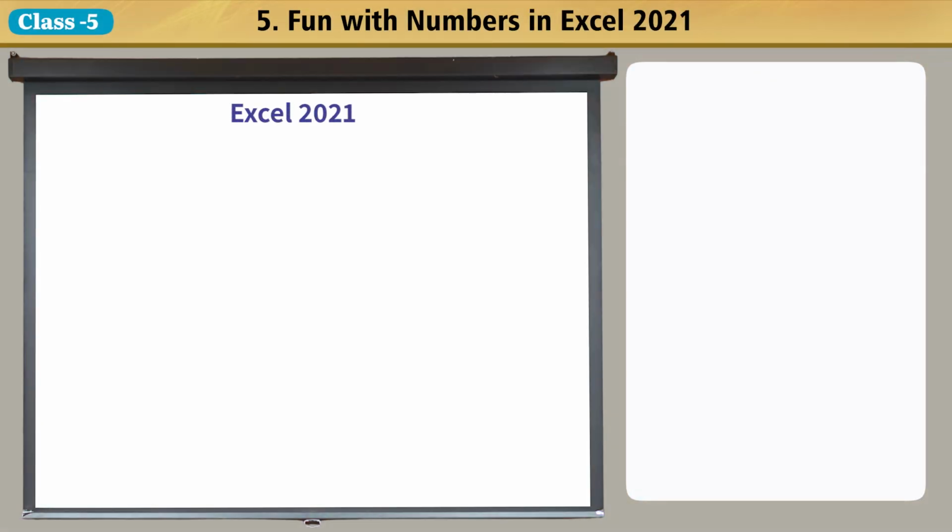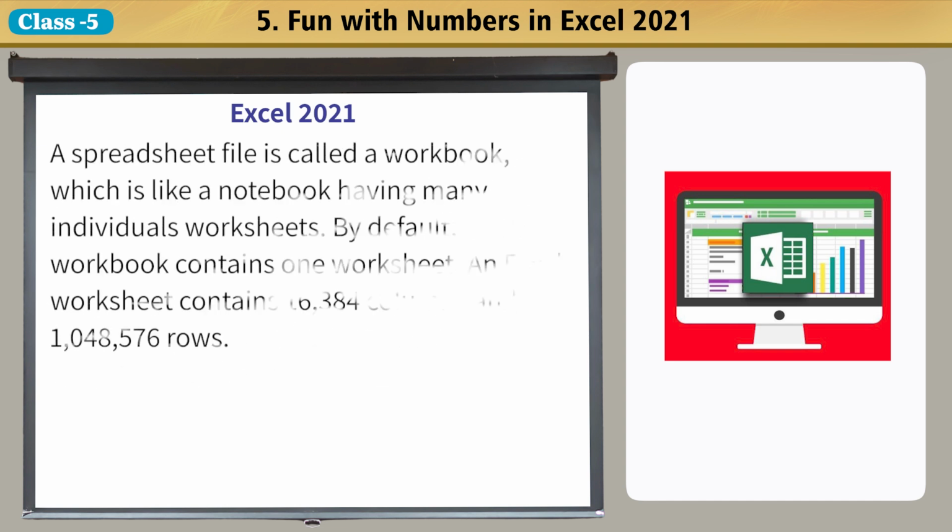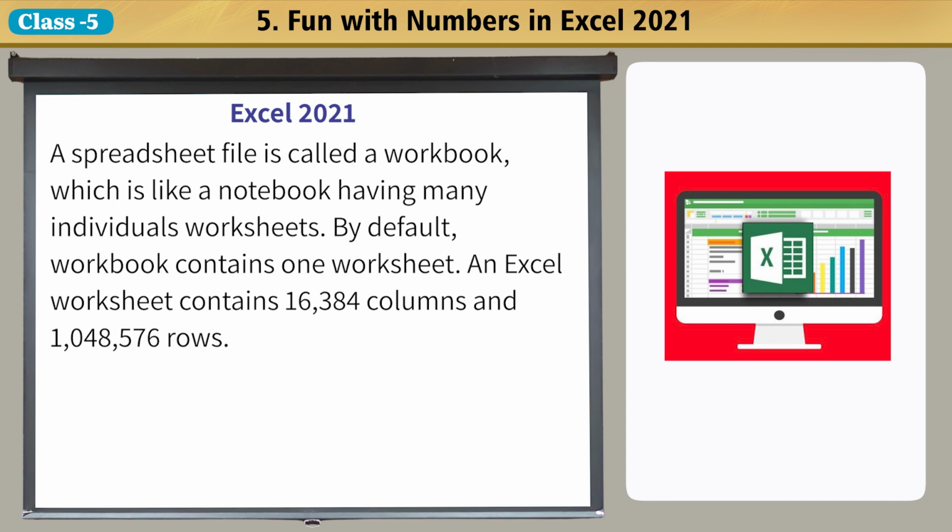Excel 2021. Microsoft Excel is a powerful spreadsheet program that allows us to organize data in rows and columns. It is also known as an electronic spreadsheet. It is quite useful in entering, editing, analysis, and storing of data. These rows and columns are collectively called a worksheet. A spreadsheet file is called a workbook, which is like a notebook having many individual worksheets. By default, a workbook contains one worksheet.